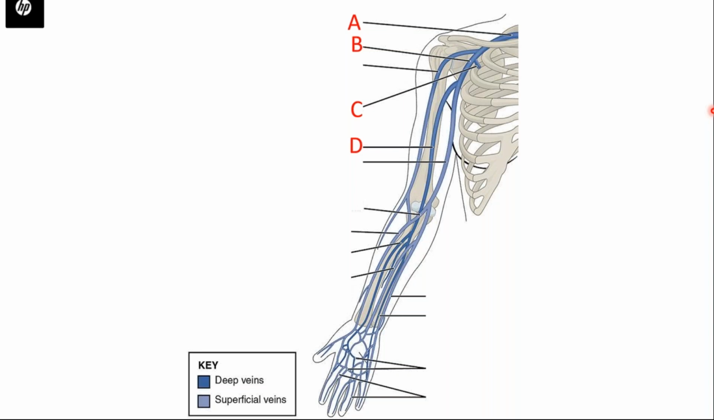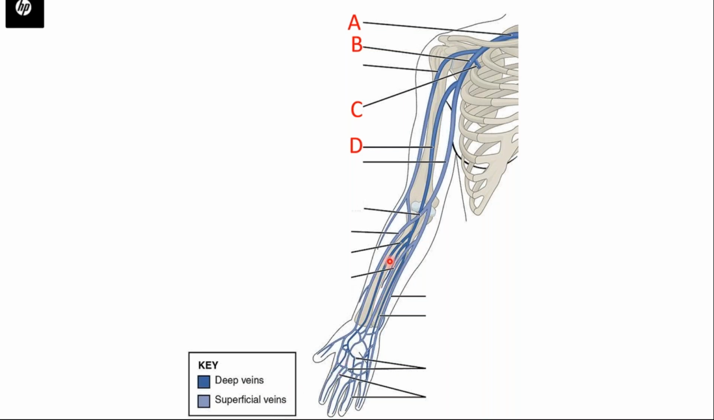Yes. How about C and D? Okay, now I'll give you a clue. You can see that there is a clue here. The dark blue ones are the deep veins and the light blue ones are the superficial veins.